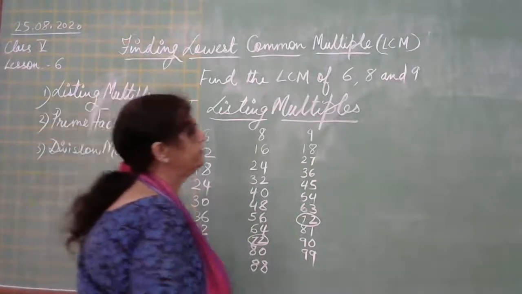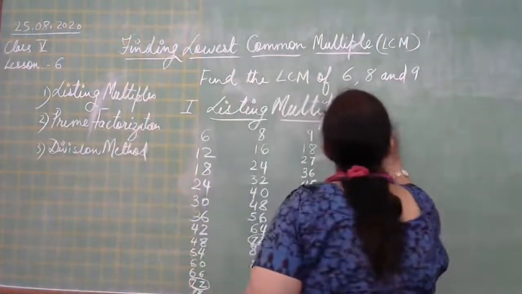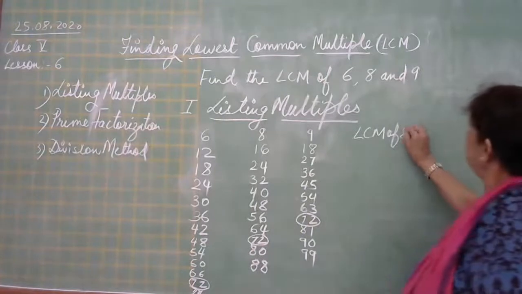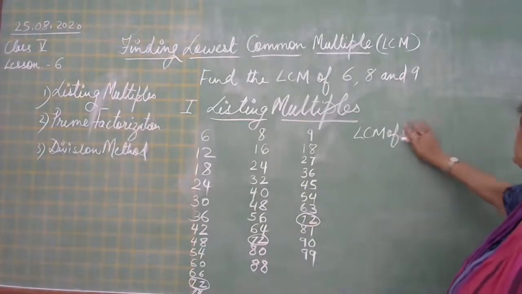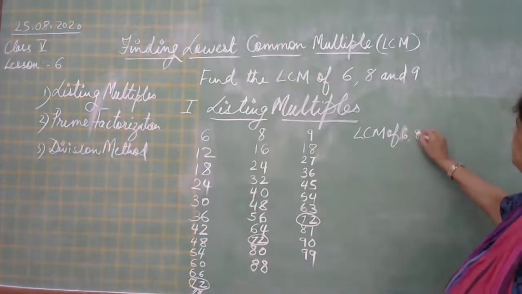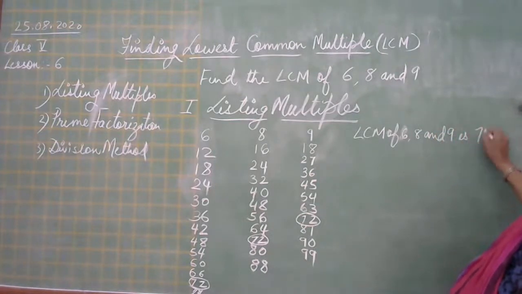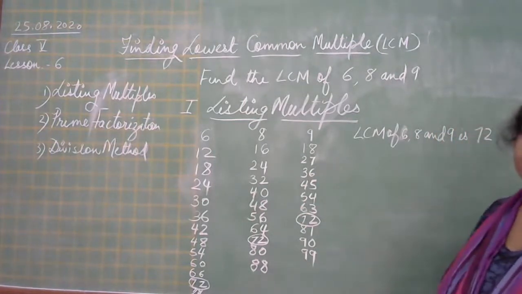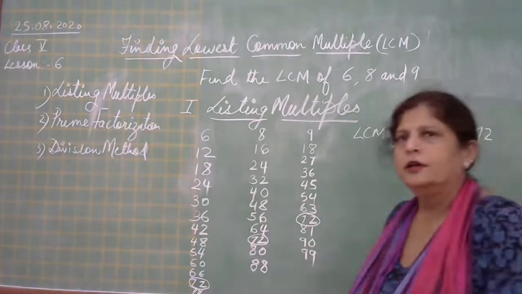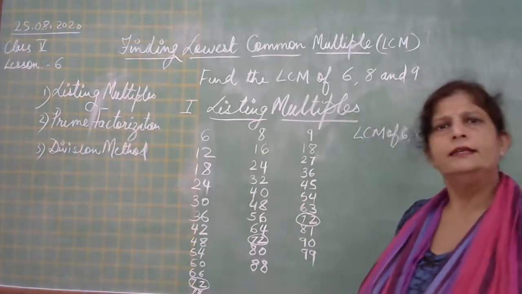Right, children? So we found that LCM of 6, 8 and 9 is 72. That is the LCM of 6, 8 and 9.